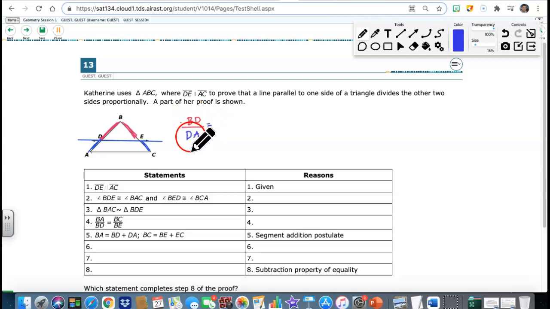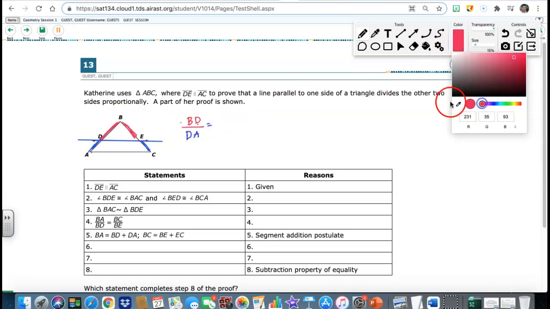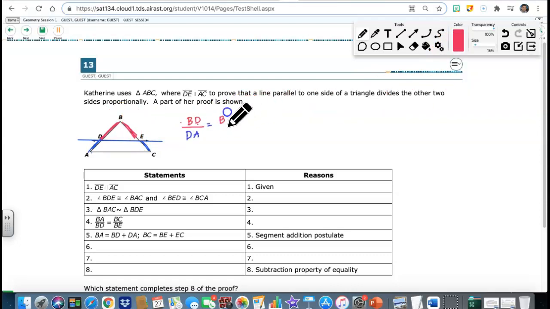BD is to DA, light. BE, red, is to the little piece, EC.